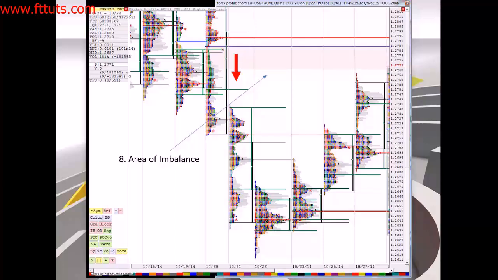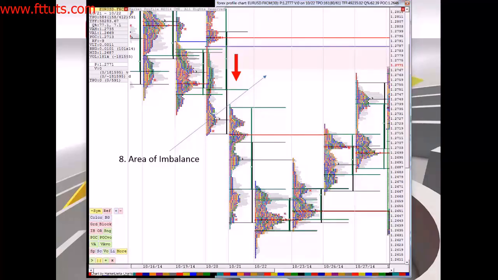Notice, remember this area here of imbalance and how quickly we sailed right through it. This was an area where the selling pressure was so intense that we dropped very quickly through it. We've come right back to it. Notice this area of low development, low volume area. We came right back to it. And as you will see, prices got rejected again when they arrived at it.